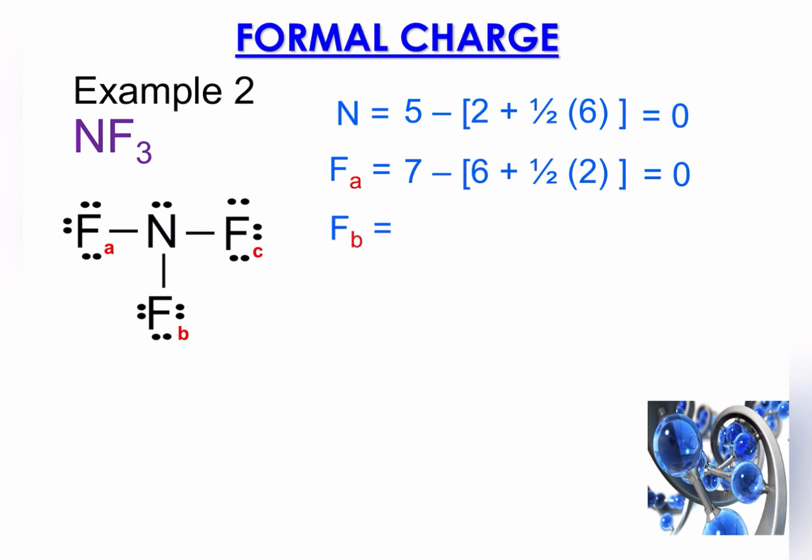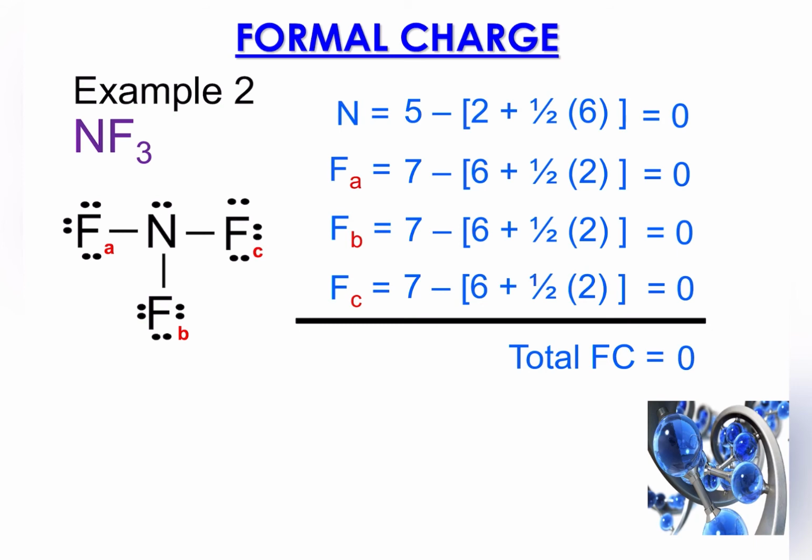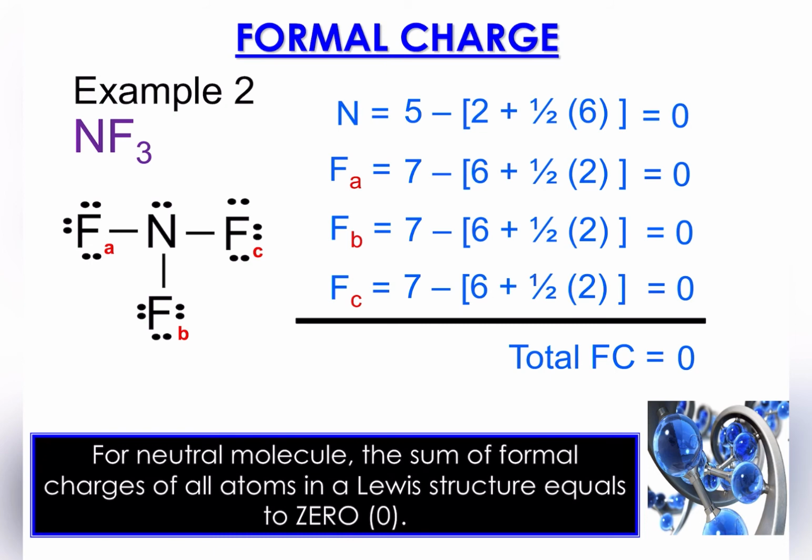Same case with Fb. I got 7 valence electrons minus the same case as Fa. I will get 0. And the same goes for Fc. So if you total up all the formal charges, you will get total formal charge is 0. And you have to know NF3 is one of the neutral molecule. Hence, the sum of formal charges of all atoms in a Lewis structure equals to 0. It is a neutral molecule.